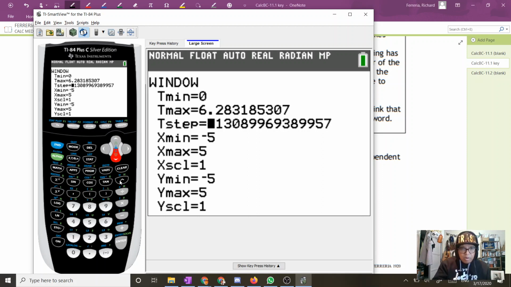Okay, over here we have our x-min and we have our y-min. I'm going to change that. Let's go from -3 to +3. X scale, we'll keep that at 1. Let's make our y's go from -2 to +2. That'll give me a little bit of a less distorted view. And I'll push graph and make sure you watch what happens.